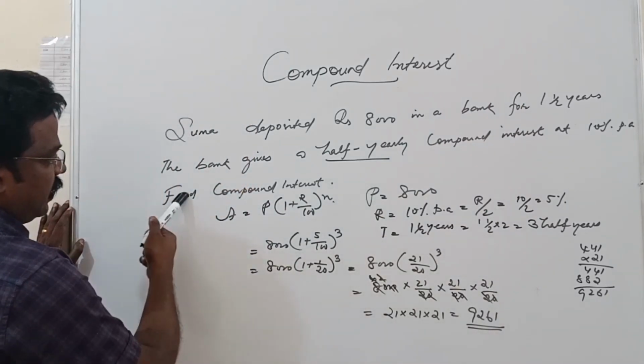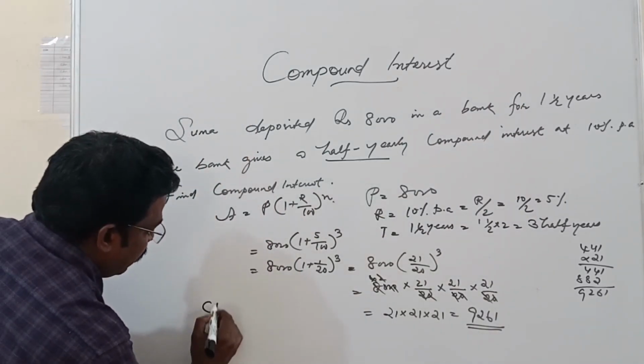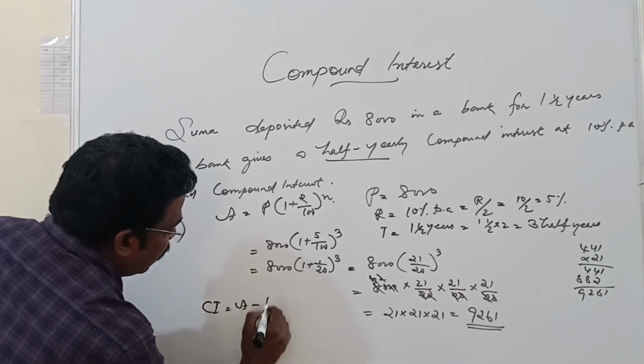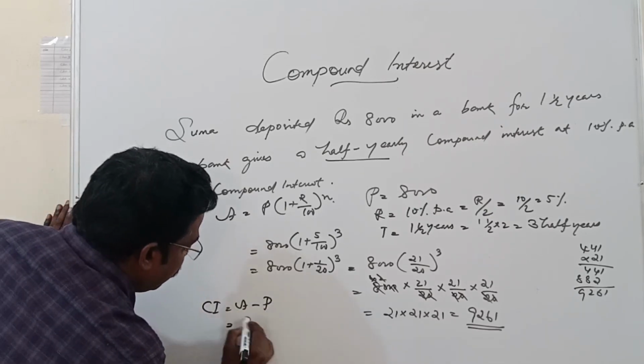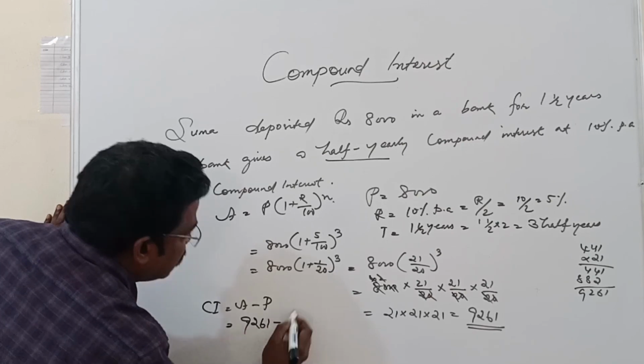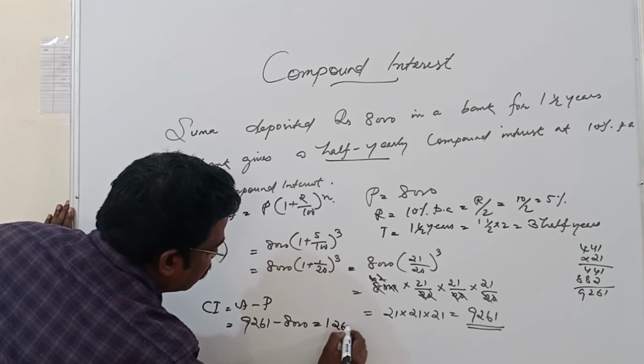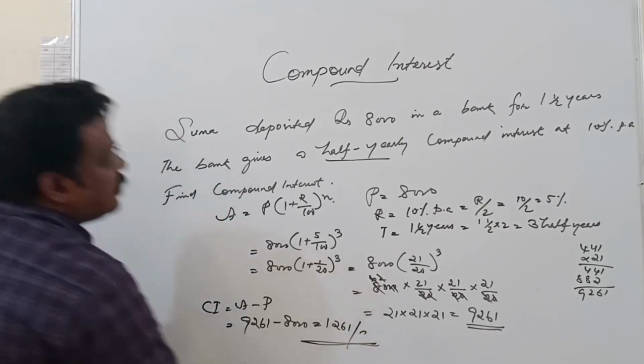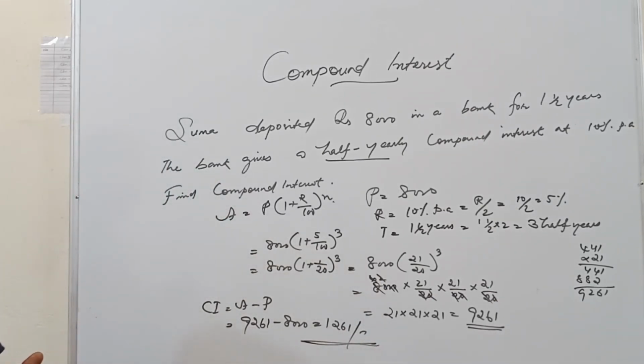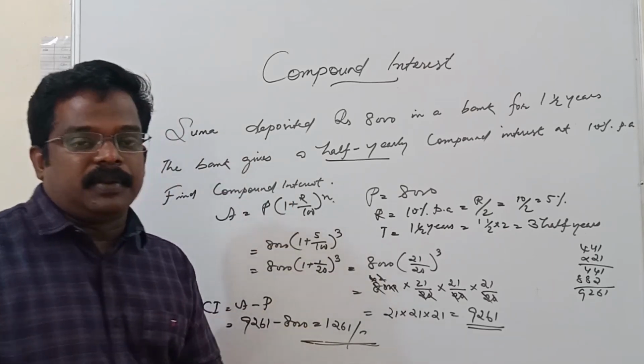Okay. So here we want to find the compound interest. So compound interest equals what? Amount minus principal. Amount is 9,261. P is 8,000. That equals 1,261. So this is the way of calculating compound interest.